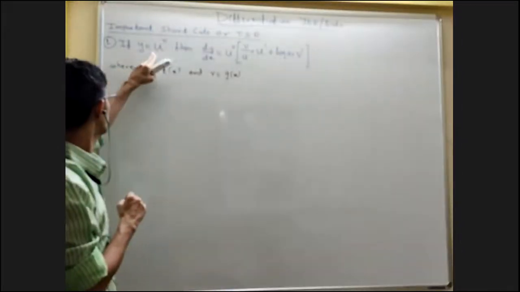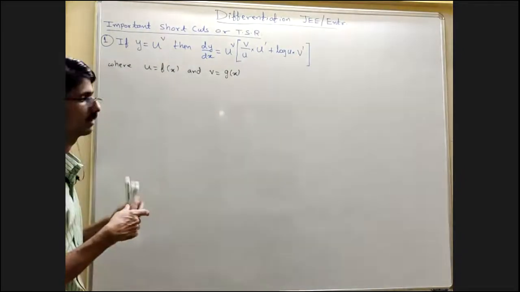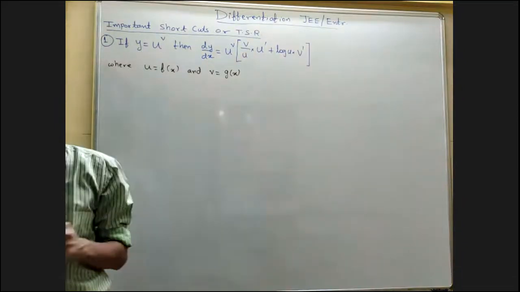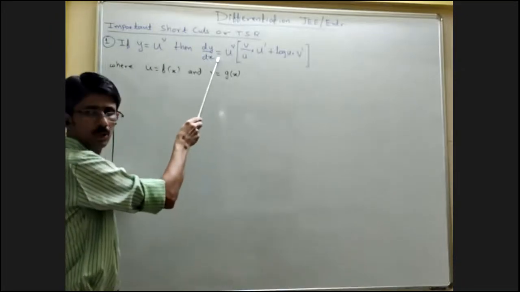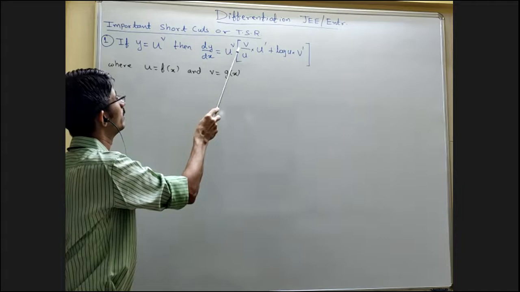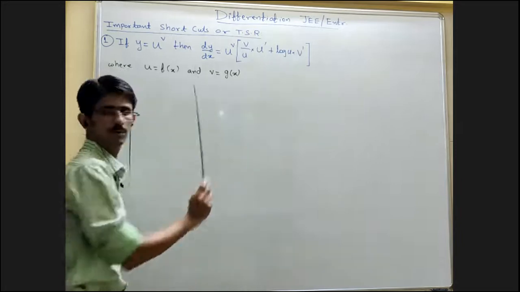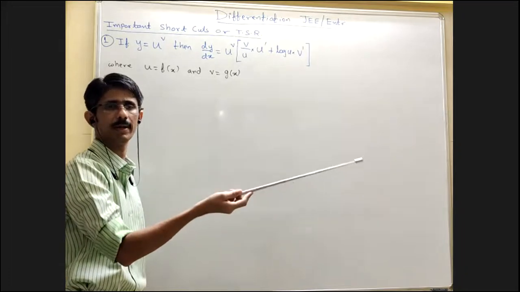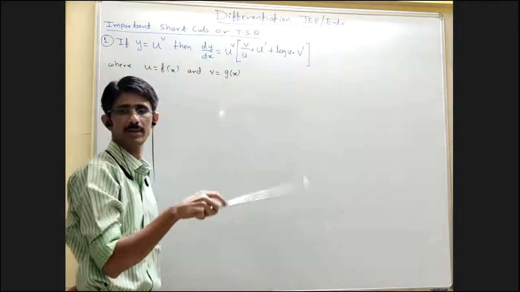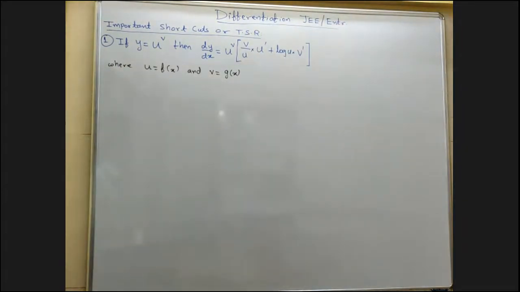So if you have y is equal to u raised to v, where u is also a function of x and v is also a function of x, then, as you can see, I'll use my pointer. Then dy by dx is equal to u raised to v bracket v by u into u dash plus log u into v dash होगा. U dash means derivative of u with respect to x and v dash means derivative of v with respect to x. So please note down the first time saving result, or you can say the shortcut.